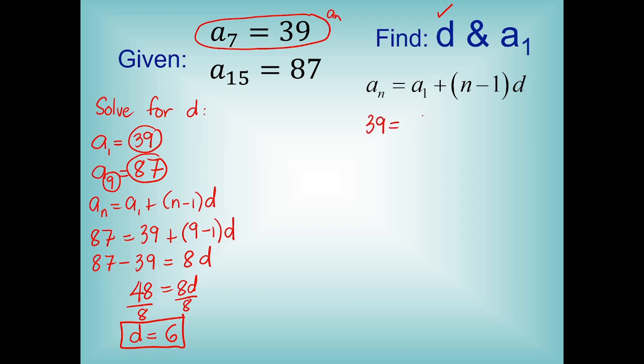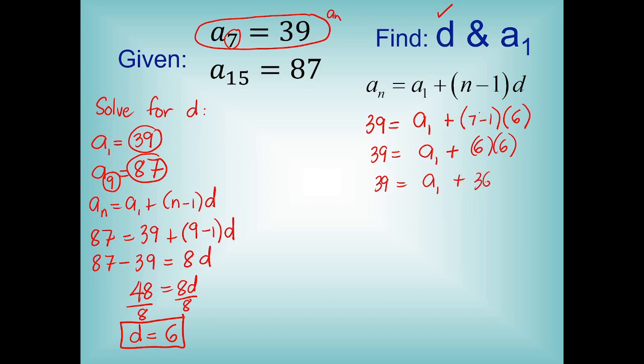That's equal to the first term, which is unknown, plus the value of n. The value of n is, you'll know that it's 7 over here. 7 minus 1 times the common difference, which we solved a while ago. That's the number 6. So, you have here 39 is equal to the first term plus 6 times 6. So, we will be having 39 is equal to a sub 1 plus 36.